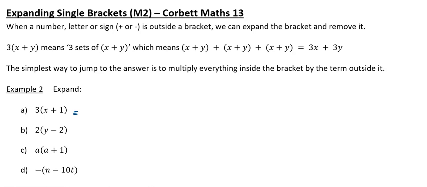It just says expand. So all I'm doing is 3 times everything in the bracket: 3 times x, and then 3 times 1. 3 times x is just 3x, 3 times the 1 is just 3. Just be careful with the signs, some of them will be positive, some of them will be negative. Next one, I have 2 times y is 2y, and then 2 times minus 2 is minus 4. So your expression becomes 2y minus 4.